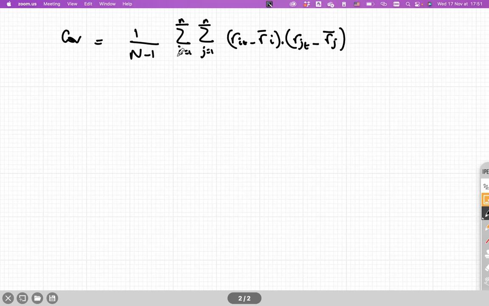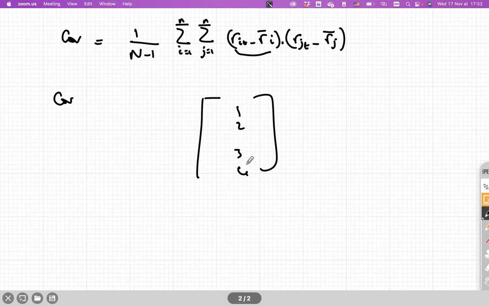Suppose we have, let's say, four assets. The covariance matrix between these four assets is equal to the deviation or the excess return for the first asset with the second asset. Then the first asset with the third asset. Then the first asset with the fourth asset. So here we have four assets, 1, 2, 3, 4. We want to have the variance covariance matrix. So we should be able to compute or to measure the interactions.